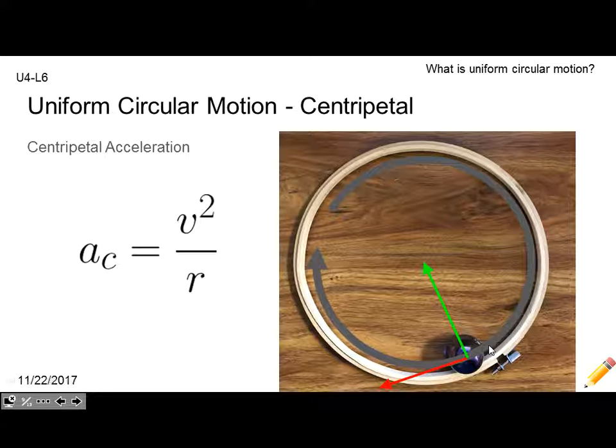Our other relationship is with the radius of the circle. So what happens to the necessary centripetal acceleration as r gets larger?